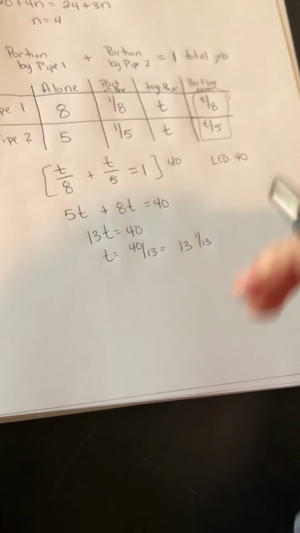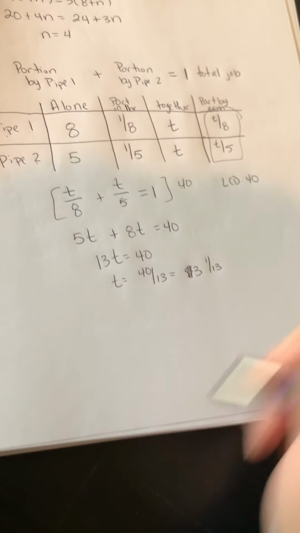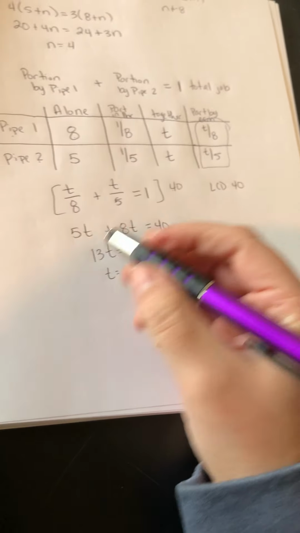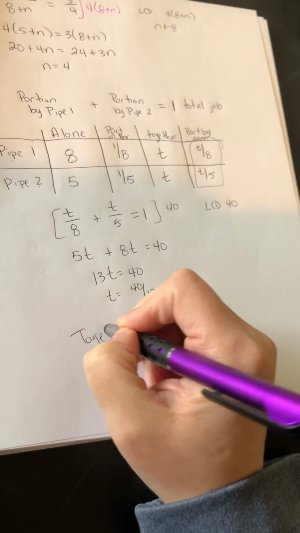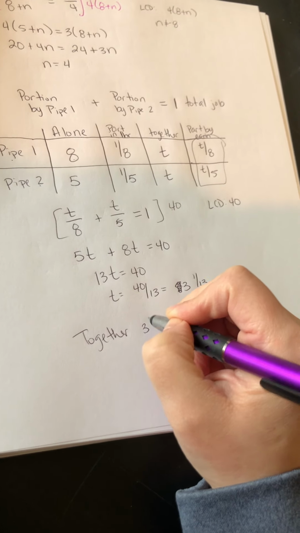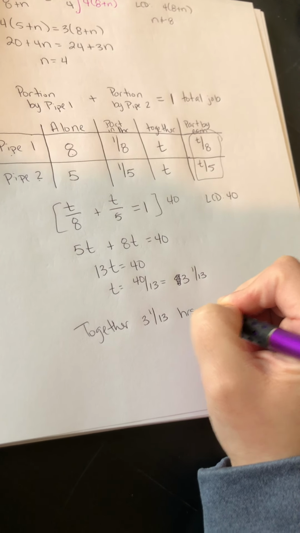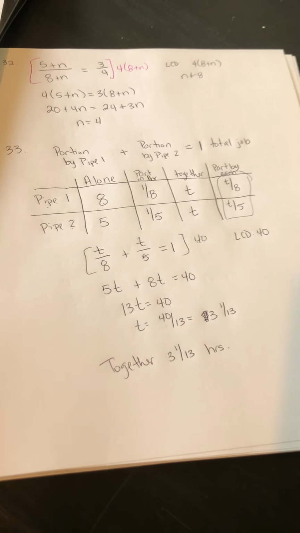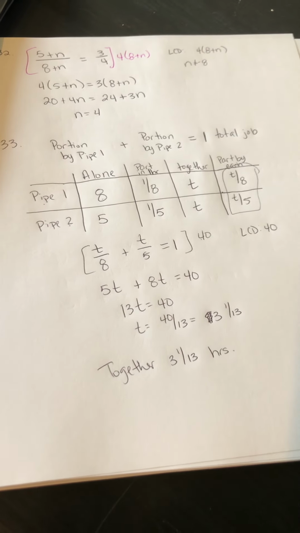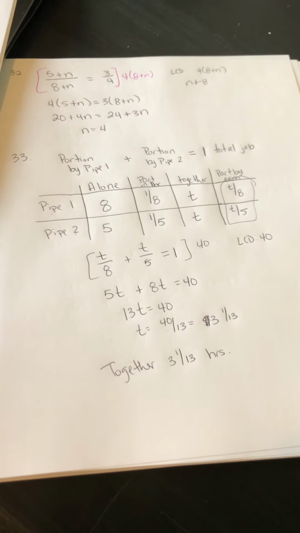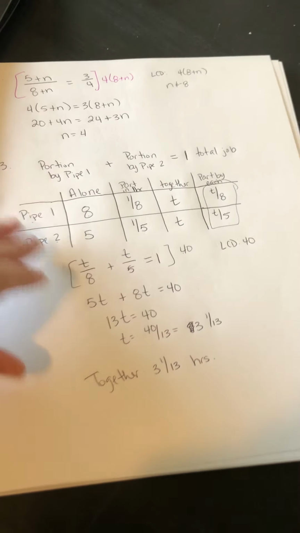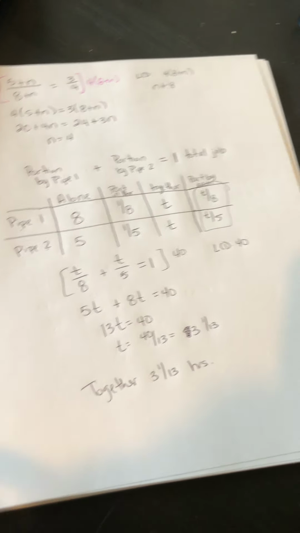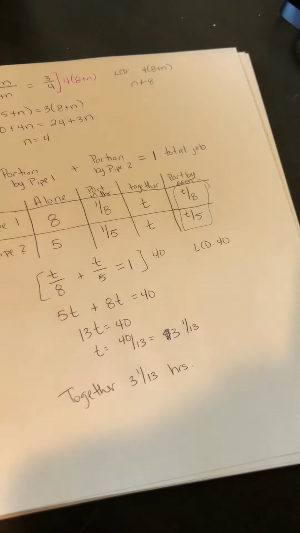So together, they would take 3 and 1/13 hours. It wouldn't take them as long together as it would individually, which makes sense, since they should be able to work faster together. For work problems, a lot of people get confused about how to come up with this. I do the chart because I feel like I can see it better that way.